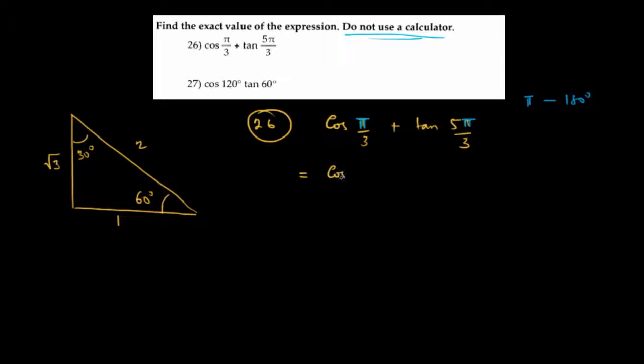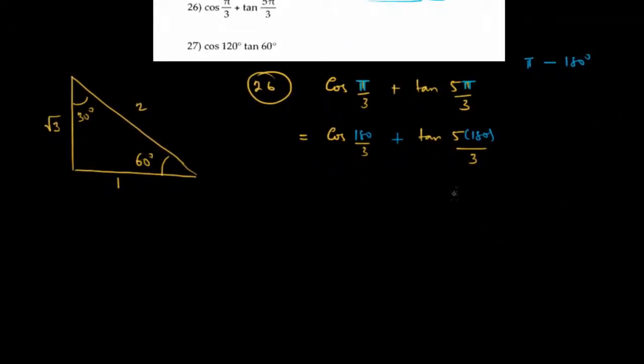So we have the cosine of 180 degrees divided by 3 plus the tangent of 5 times 180 degrees divided by 3. 180 divided by 3 is 60, so this is the cosine of 60 degrees plus the tangent of 5 times 180 divided by 3. Now 3 in 180 is 60, and 5 times 60 is 300.